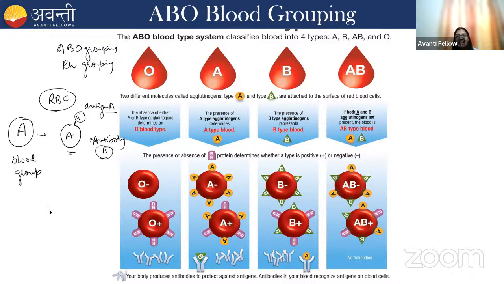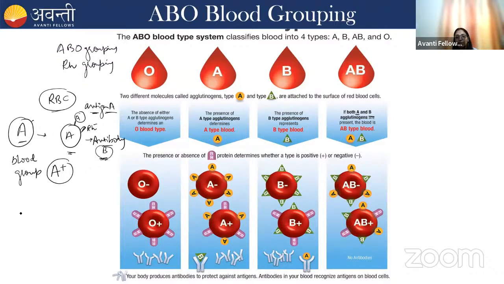Because for this person, the antigen B will act as a foreign particle. So this person will already have an antibody B against that antigen. But the self-antigen is antigen A in case of a person having blood group A. And if this person has Rh factor on the surface of RBC, then we call this person having a blood group A positive.